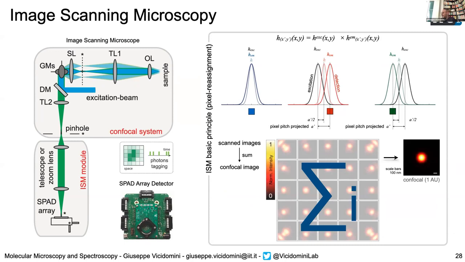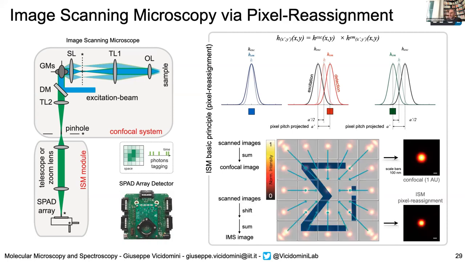For example, we can sum them up, but this would be stupid because it is exactly what our single element detector was doing, integrating across the space. In this case we end up with a point-spread function that is simply larger than the one of the central element. So the principle of pixel reassignment, which is the base of image scanning microscopy, is not only to sum up the images, but to shift them back before summing.